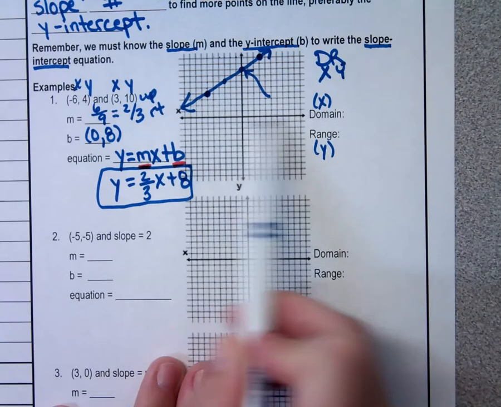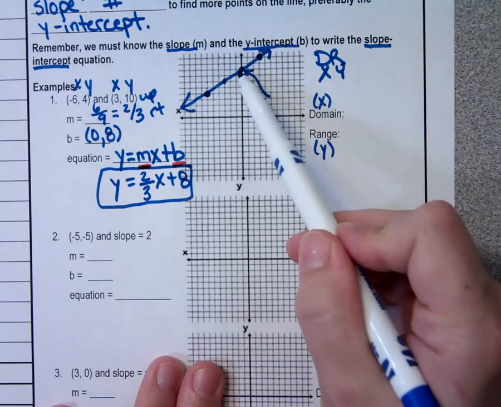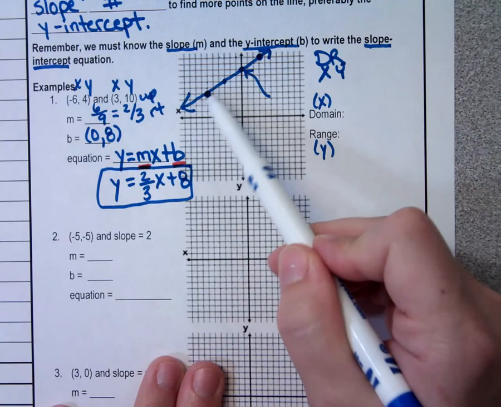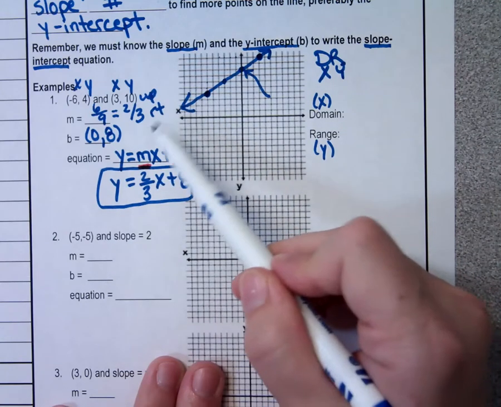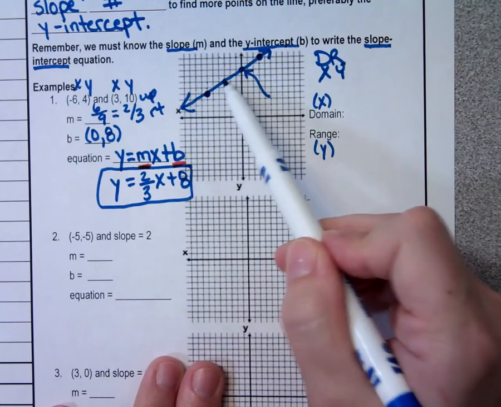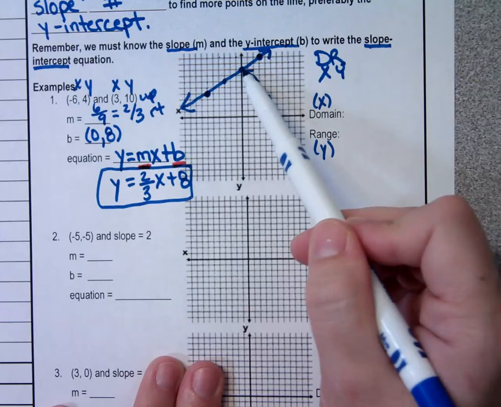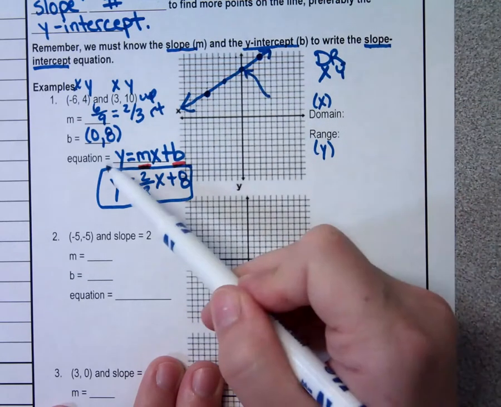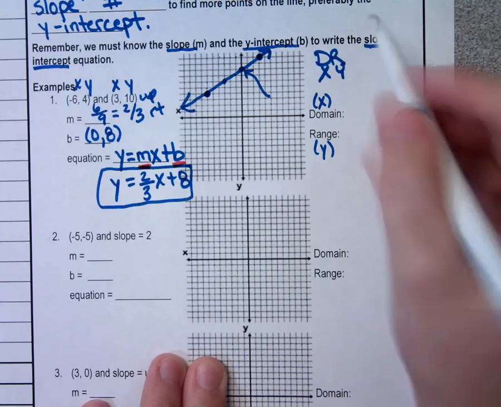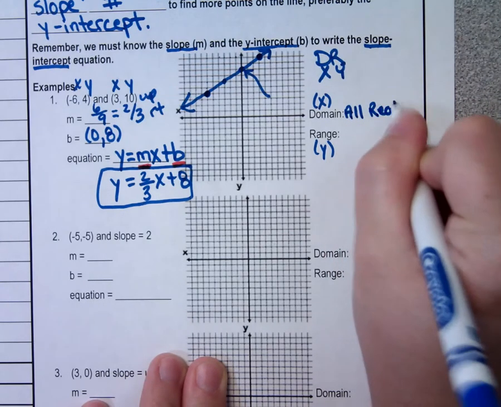Okay, domain wants to know what's happening with your x's. Since the x-axis runs left and right, I want to know what's happening with my line left and right. So as I start cruising this way, I'm going left, left, left. This arrow means I'm going to go forever left. As I start cruising this way, I'm going right, right, right. This arrow means I'm going to go forever right. If you ever go forever to the left and forever to the right, you're going to hit all your negatives and all your positives, which we call all real numbers.